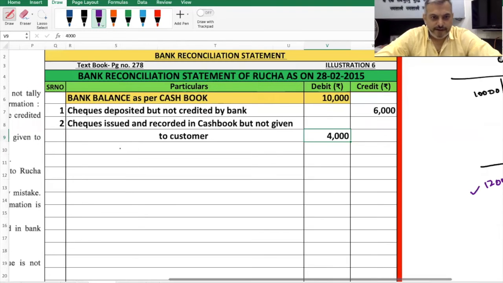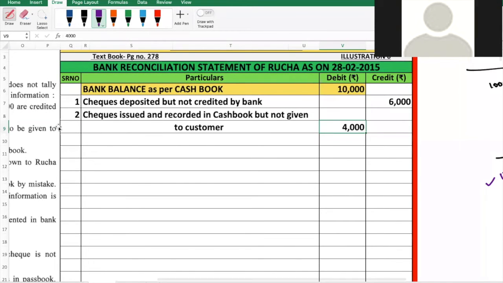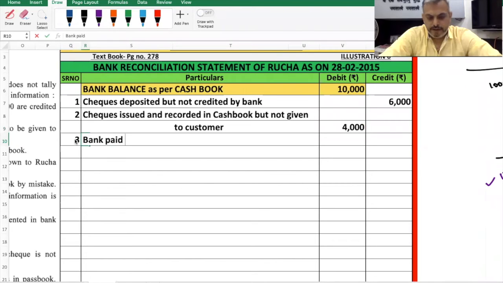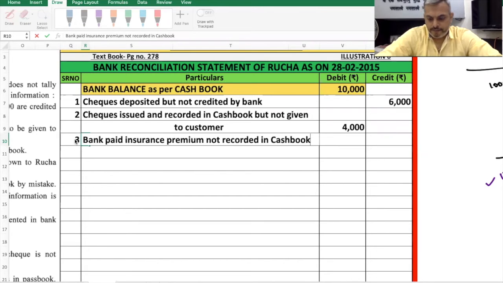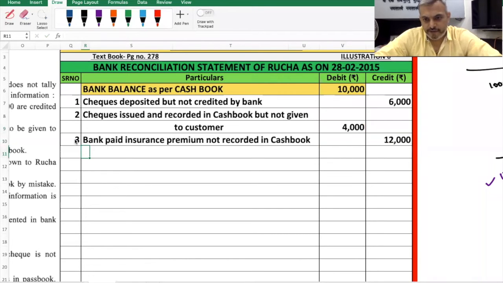So let's write third one. Bank paid insurance premium not recorded in cash book. Amount is 12,000. Credit side. Please be careful about the sides. Okay.